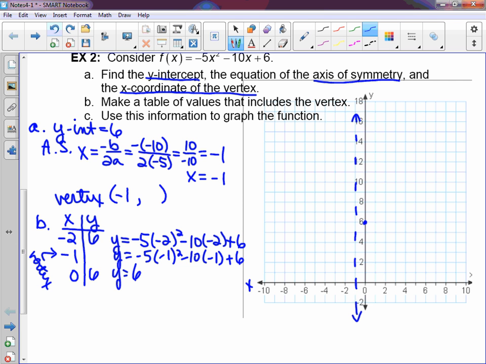And I got the negative 1 yet? It's 11. 11, yes. And if you didn't get 11, you just have to try it again. And that's just simplifying. That's pre-algebra. Okay, so if I plot these points, 11's right there.